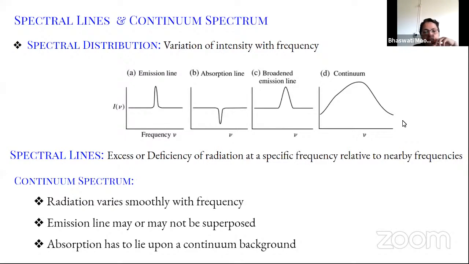There could be a functional form, as we will see, like the black body, which is Planck's curve. One could have emission lines which may or may not be superposed on the continuum, but in order to see absorption lines, you would definitely need to have the continuum. We'll see this as we discuss how the absorption lines arise.